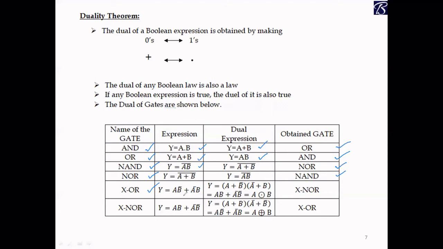If you take XOR gate, y equal to AB bar plus A bar B is the expression. Now apply duality theorem. This dot becomes plus, and this plus becomes dot, and this dot becomes plus. If you simplify this one, A into A bar becomes 0, A into B plus A bar into B bar plus B bar gets cancelled, that is 0. So AB plus A bar B bar is nothing but XNOR gate, XNOR operation. So the duality of XOR is XNOR.